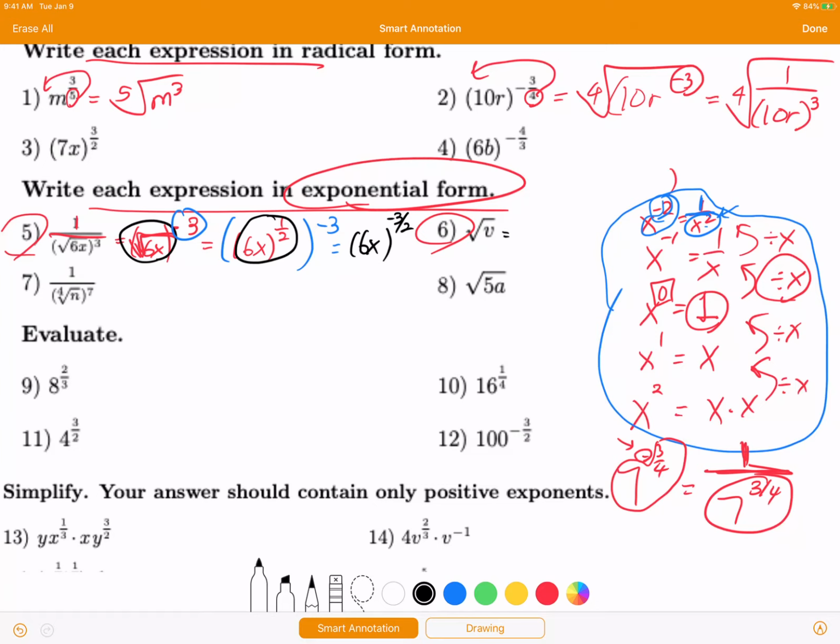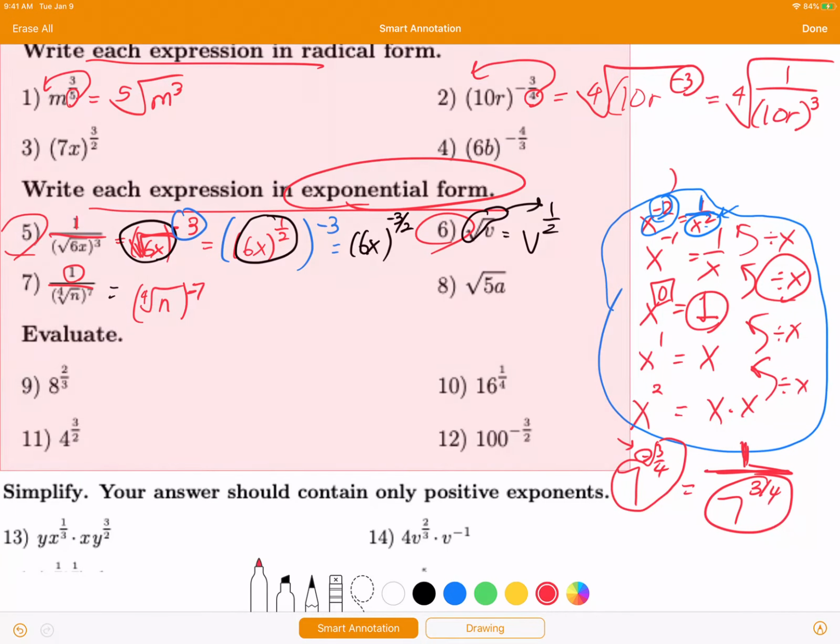Number 6 is pretty simple. It's v to the power of 1/2 because every square root we should know that it just turns into 1/2 power. Just for the sake of doing the problem, I'll show you how to do number 7. Number 7 should be 4th root of n to the power of 7, but make sure you take care of this 1 over by putting a negative sign in front of the 7. Then bring the 4 outside, so it should be n to the power of negative 7 over 4.